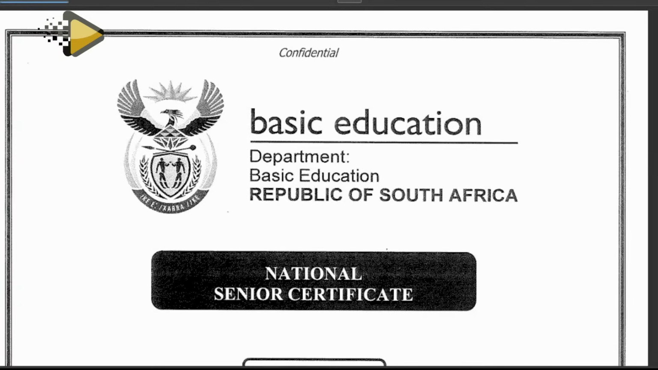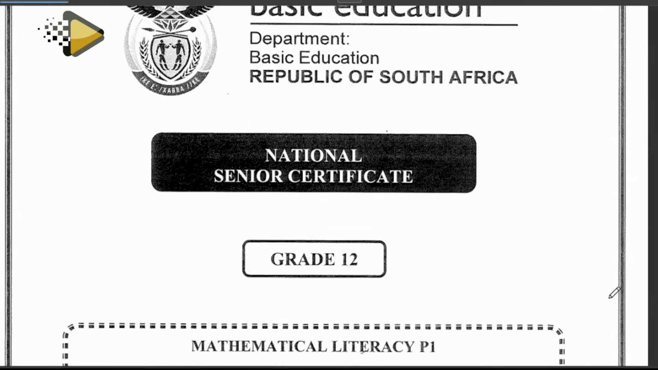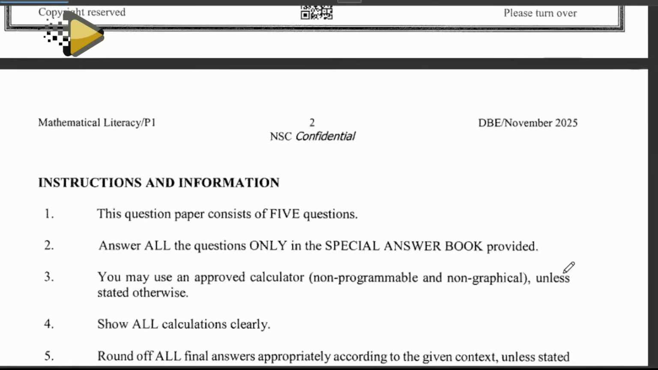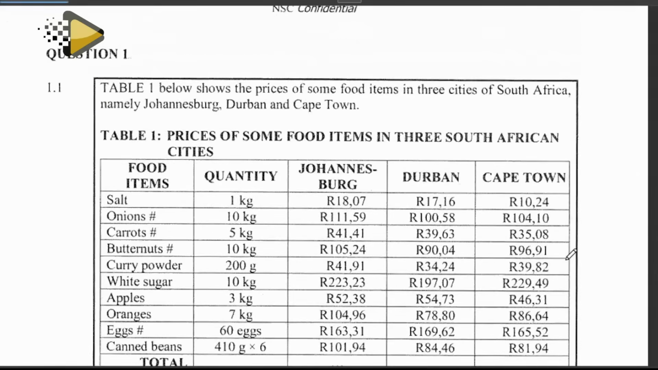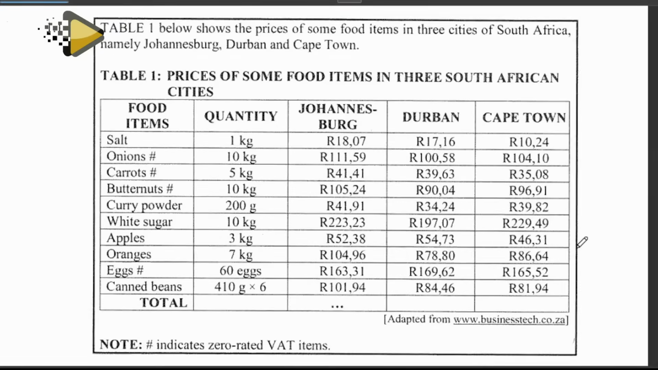All right, let's look at the possible solutions for Paper 1, November 2025, Mathematical Literacy. Okay, let's go straight to question number 1. Table 1 below shows the prices of some food items in 3 cities of South Africa, namely Johannesburg, Durban, and Cape Town. So this table shows these values here.